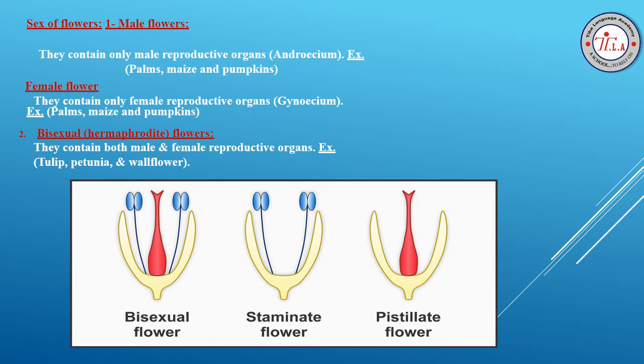The first one is the male flower. It contains the male reproductive organ, called the androecium, like palm, maize, and pumpkin. The female flower contains only the female reproductive organ, like palm, maize, and pumpkin. And the bisexual or hermaphrodite flower contains both male and female reproductive organs, like tulip, petunia, and wallflower.